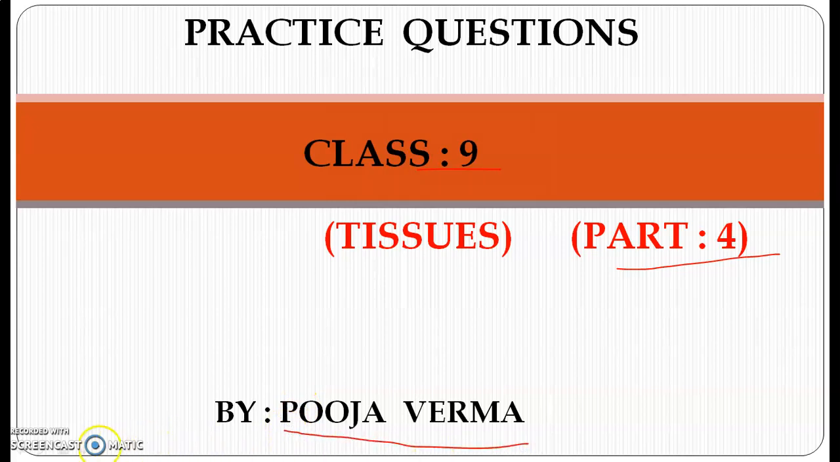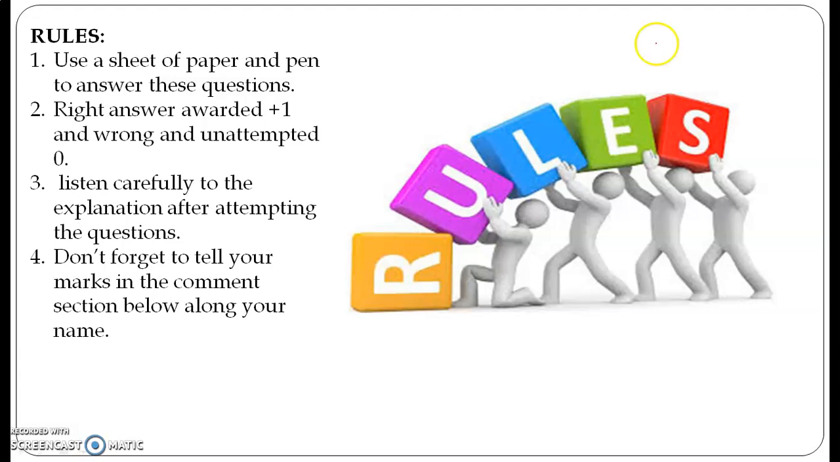So let's begin. Before we start, you need to follow certain rules: use a sheet of paper and pen to answer these questions. If you have answered right, give yourself +1. If you have done it wrong, or made an attempt at any question, give yourself 0. There is no negative marking. Apart from that, listen carefully to the explanation which I'm going to provide after the end of each question. And don't forget, children, to tell your marks in the comment section below along with your name. Okay, let's get started.